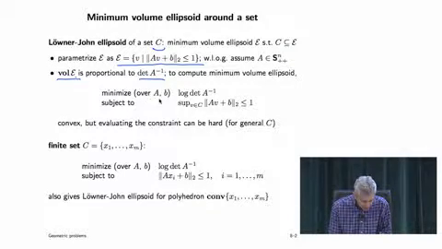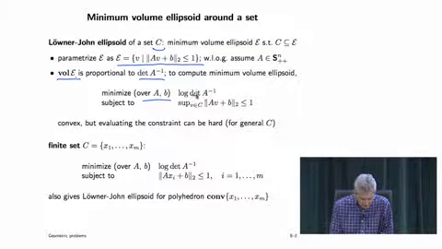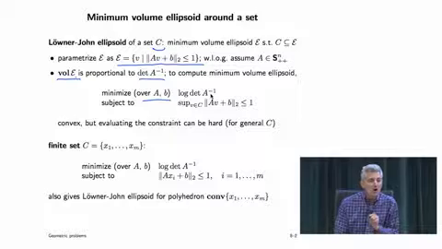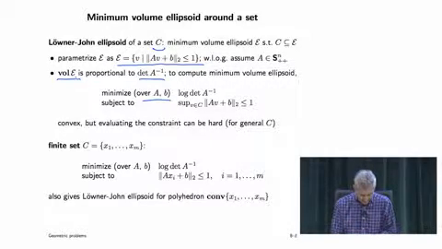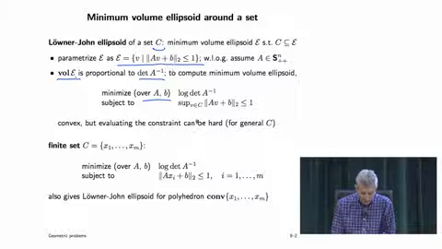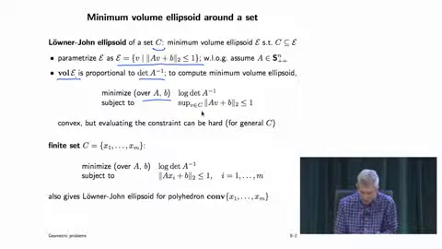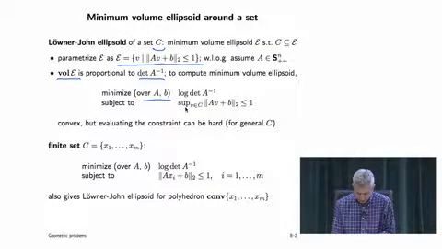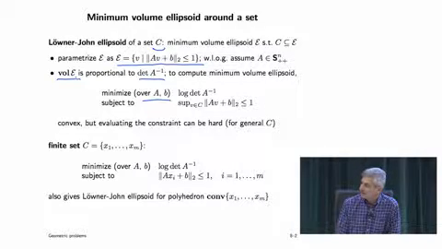It says minimize over variables A and B, log det A inverse, right? So that's the log of the volume, well, up to a constant, because it's an additive thing. Subject to the condition that every point in C is in this set. And one way to say that is that for every point V in C, the norm of AV plus B is less than 1, right? So you could write it this way, or I could remove the sup and say for all V in C, okay? And that would be the condition, right?